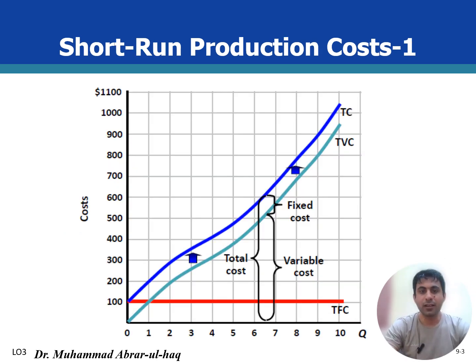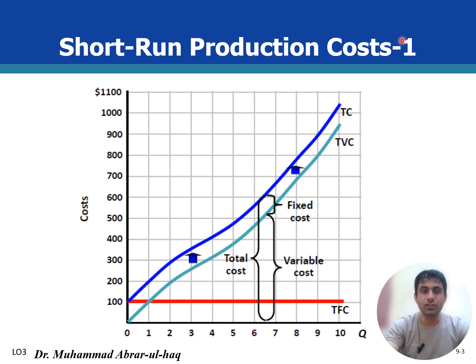That's the diagram of short-run production cost where we have a red curve representing the total fixed cost. We have a light blue curve, that's the total variable cost, and the dark blue, that's the total cost. On the x-axis, we have taken the quantity of production, and on the y-axis, we have taken the cost. So the total fixed cost represents the portion of the total cost that remains constant regardless of the level of output produced within the specific period.